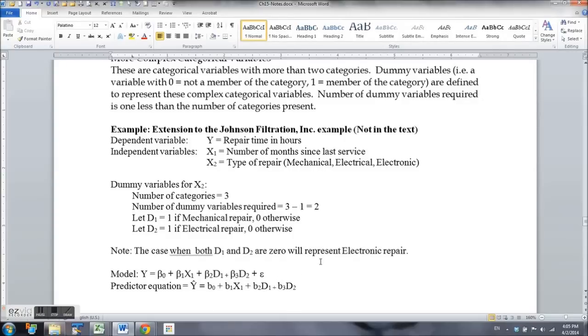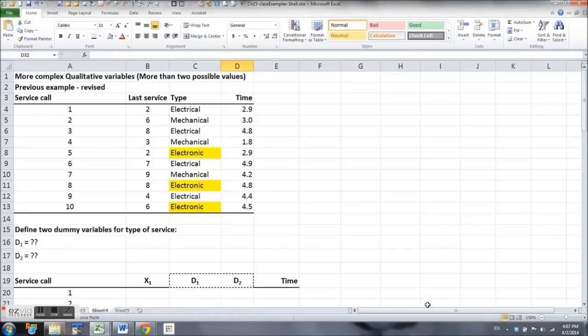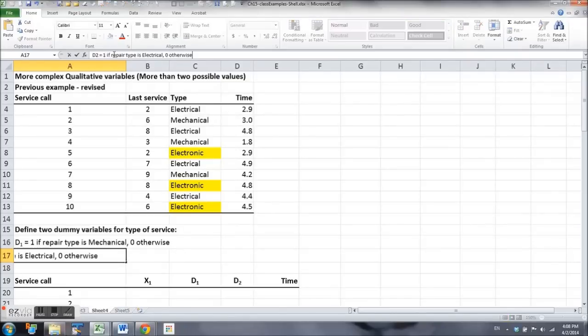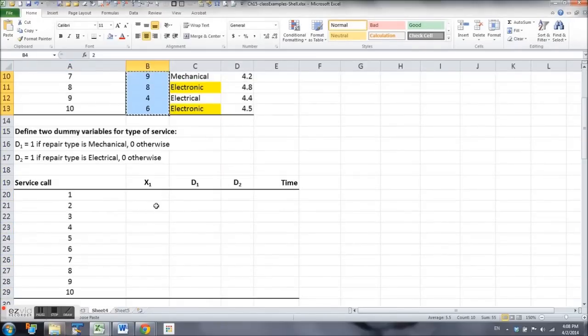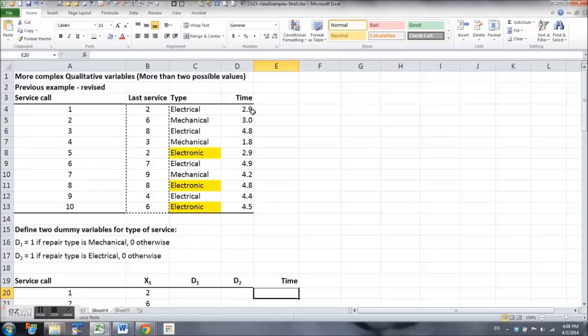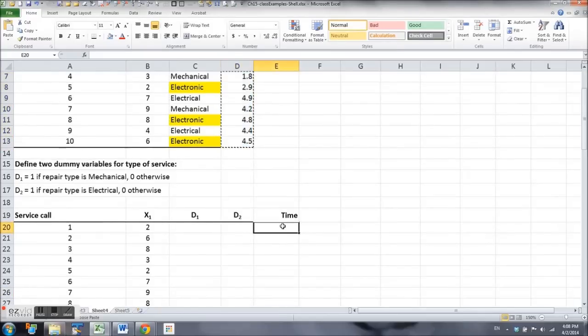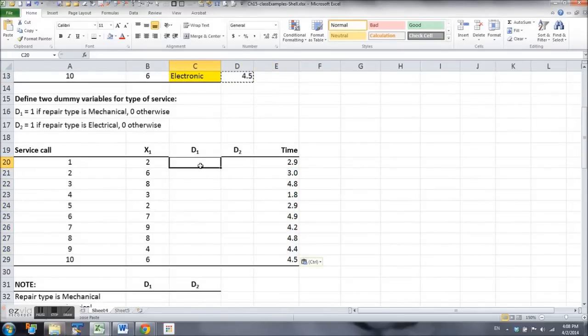So now let's look at the example in Excel. Here is our same data but revised. Now we're going to define the 2 dummy variables. D sub 1 is 1 if it is mechanical, 0 otherwise, and d sub 2 is 1 if it is electrical and 0 otherwise. X sub 1 is last service, which is the same. Repair time is the same. Now we need to define an IF function for these 2 dummy variables.